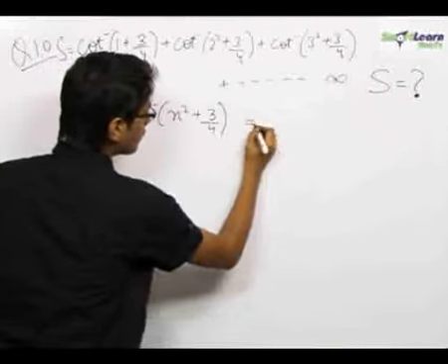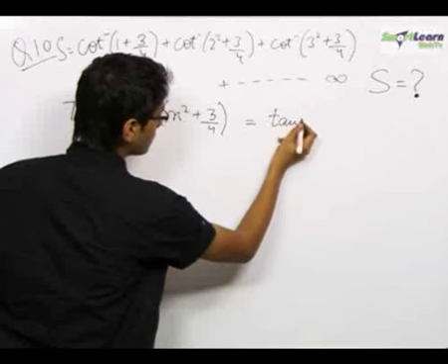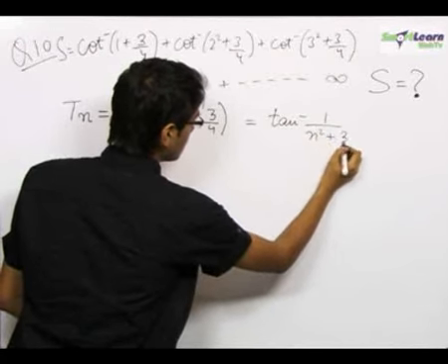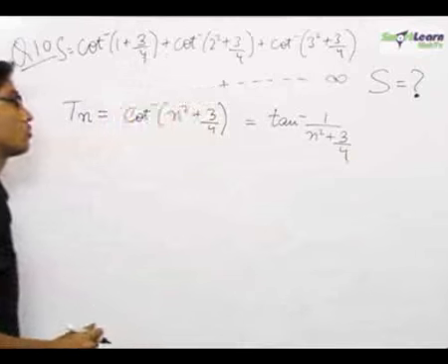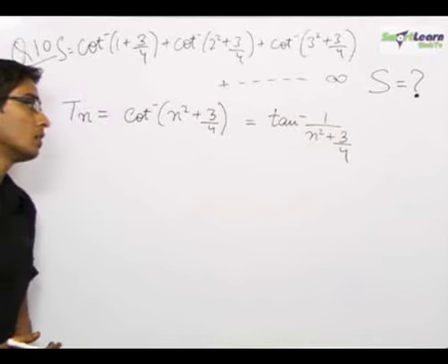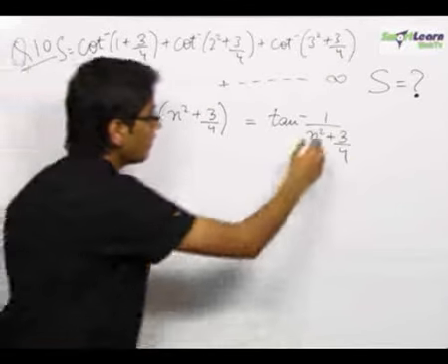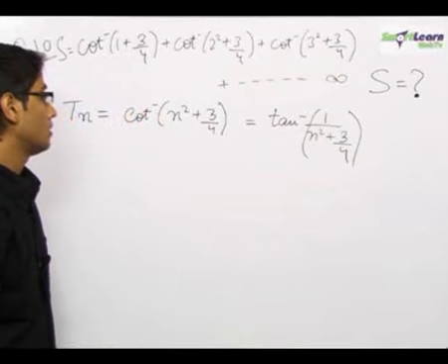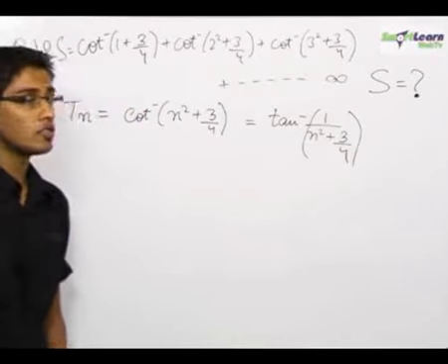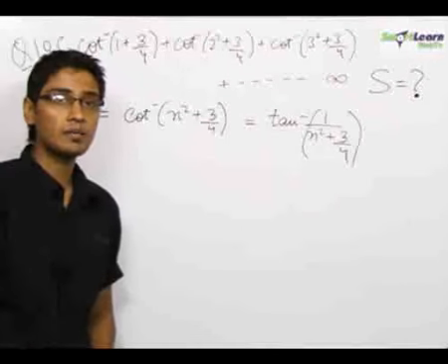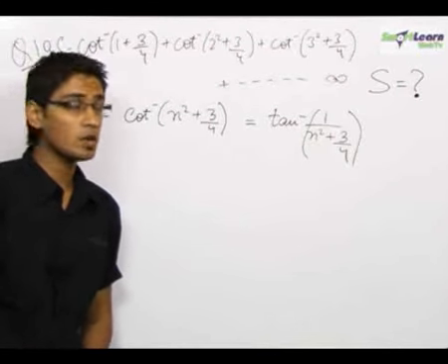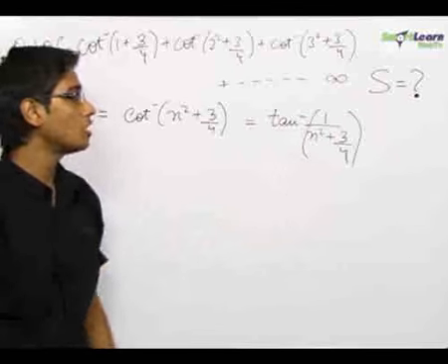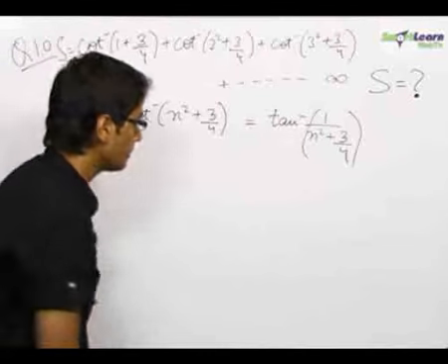And we know that cot inverse of x is tan inverse of 1 by x. So this can be written as tan inverse of 1 upon n square plus 3 by 4. Now this is a very complicated term, and the basic formula which we know in terms of tan inverse is tan inverse A minus tan inverse B equals tan inverse A minus B upon 1 plus AB. So we try to convert this whole thing in the form of tan inverse A minus B upon 1 plus AB.